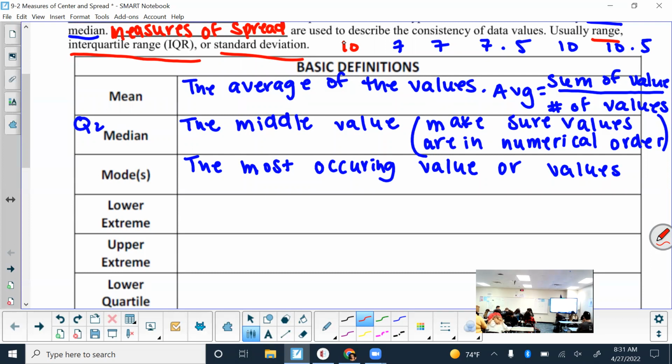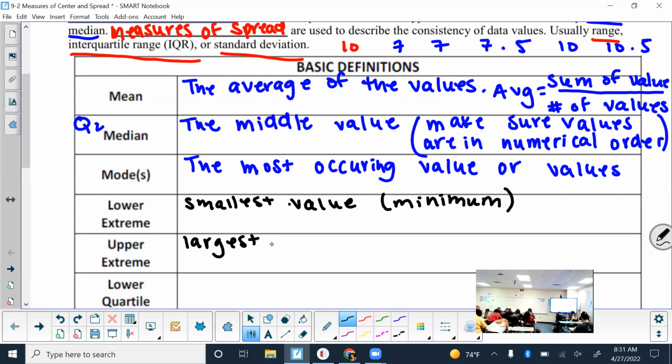All right, lower extreme is basically just a fancy word for saying the smallest value. That is your minimum. Don't get intimidated by that word. It's just asking for your minimum. Your upper extreme would be the biggest value, the largest value, your maximum.